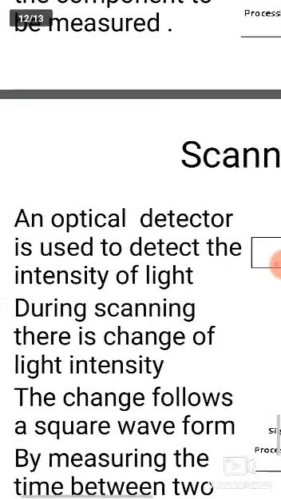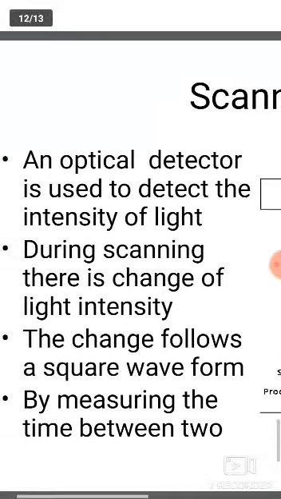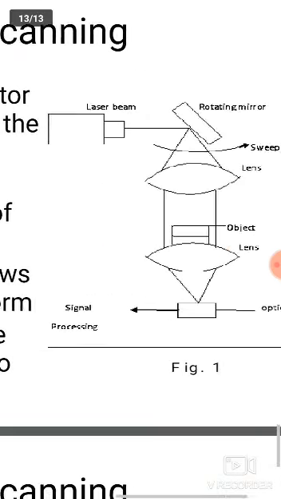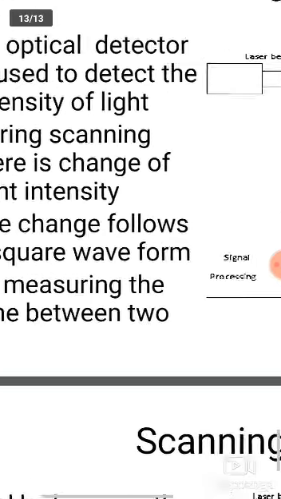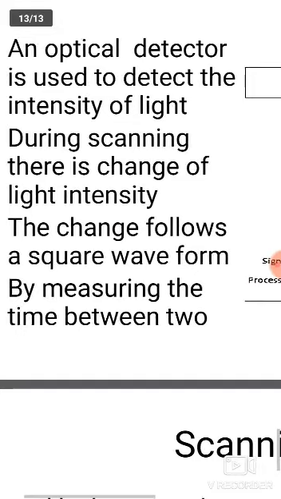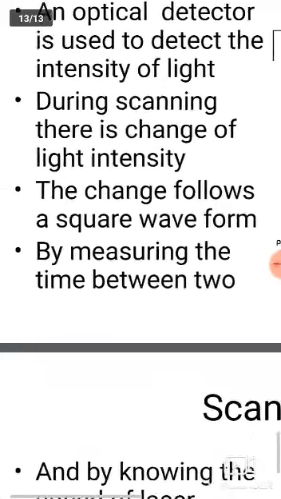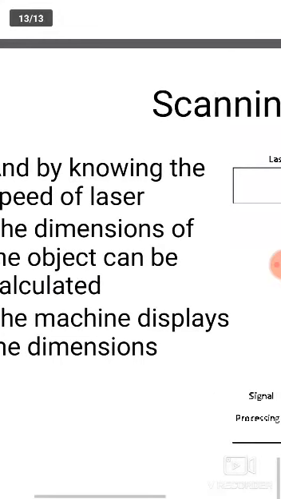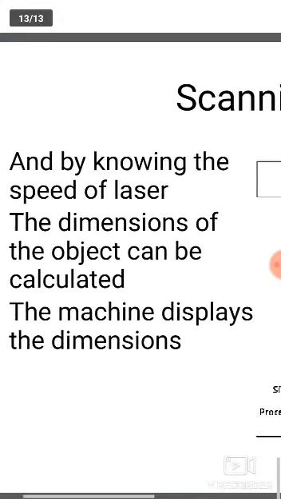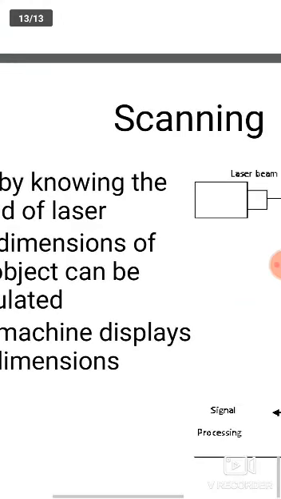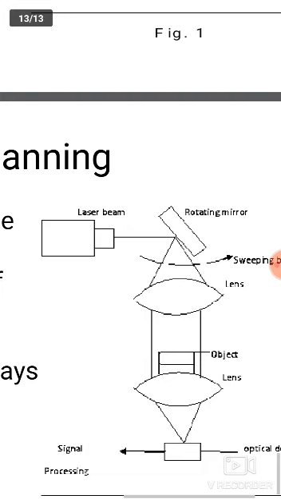An optical detector is used to detect the intensity of the light. During scanning, there is a change in light intensity. The change follows a square wave, by measuring the time between the two edges. And by knowing the speed of the laser, the dimensions of the object can be calculated. The machine displays the dimensions. So this is the scanning process.